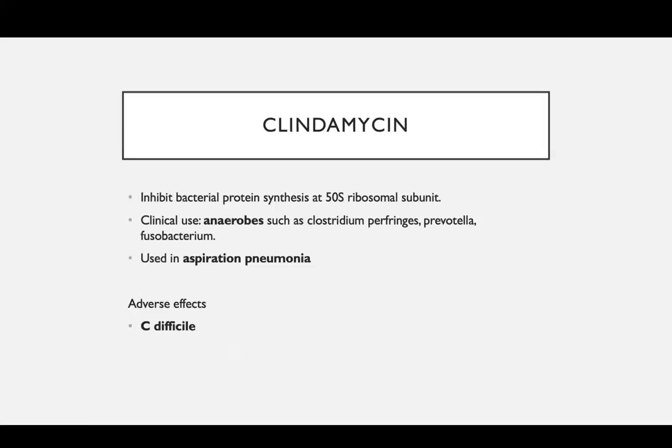Next, we'll move into clindamycin. So clindamycin inhibits bacterial protein synthesis at the 50S ribosomal subunit. It's used against anaerobes, such as Clostridium perfringens, Prevotella, Fusobacterium. You'll see clindamycin being used in aspiration pneumonia. And clindamycin is known for having an increased risk of causing C. diff.